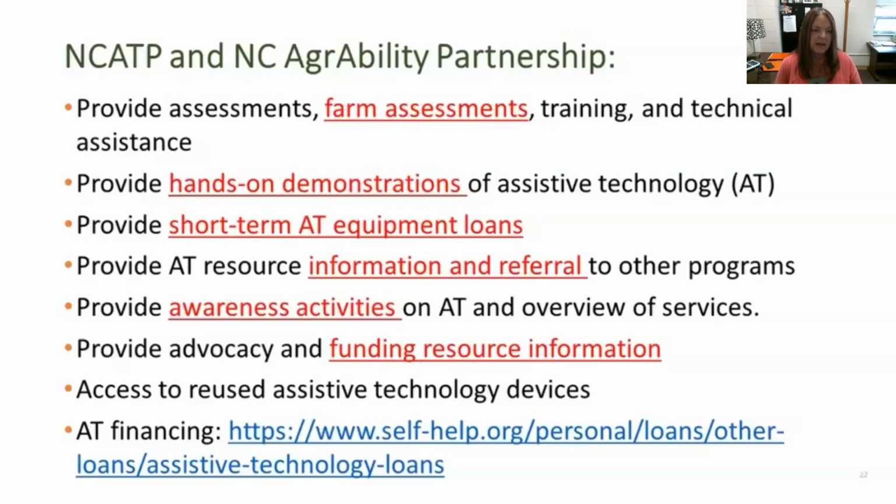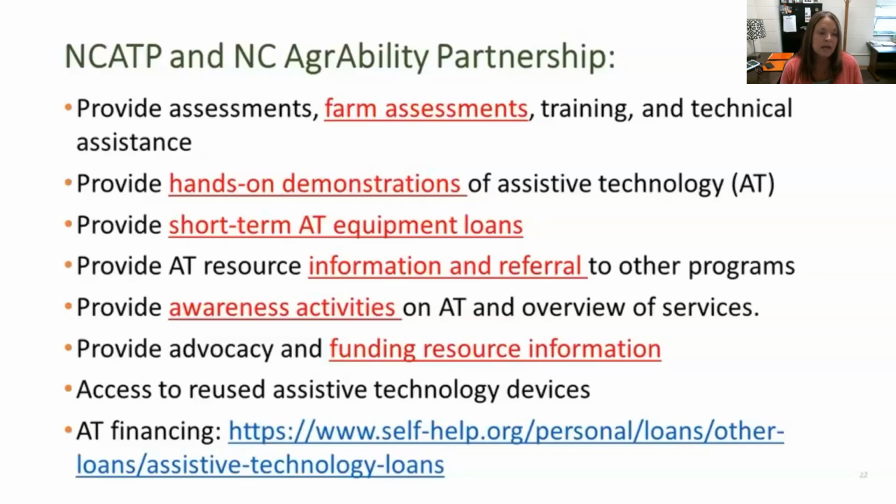This is actual hands-on assistive technology, and I'll share a little bit about that later. We do AT loans of equipment, short-term loans. In North Carolina, our loans are 2 weeks, but can be extended for longer if needed and if no one else is waiting on the device. So we can keep the devices out there. Typically 4 to 6 weeks is the max that someone needs it, as we're working on getting that permanent solution.